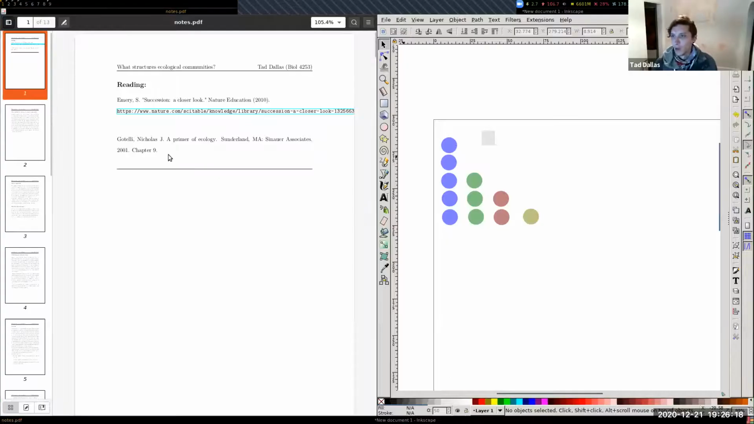So I'm going to share my screen. All right. The two readings for today, for sort of housekeeping, are this Nature Education Knowledge overview of succession and what that is, and then one chapter from the Gotelli book, A Primer of Ecology, chapter 9, which goes over species diversity and the estimation thereof.